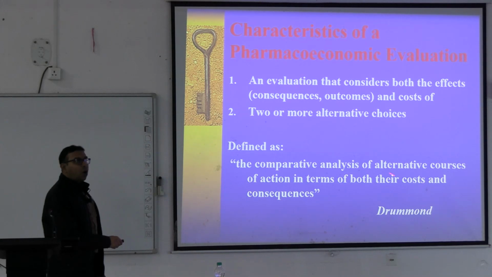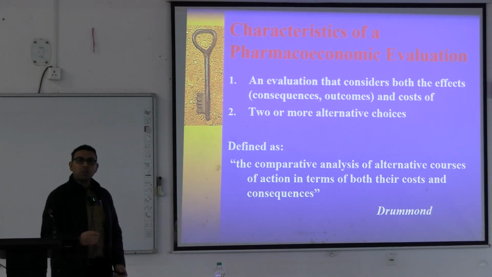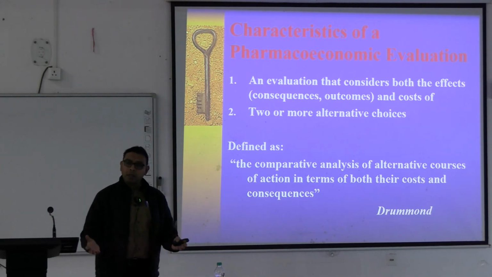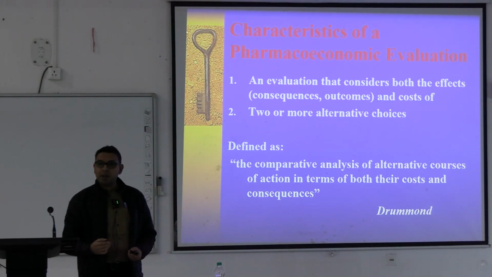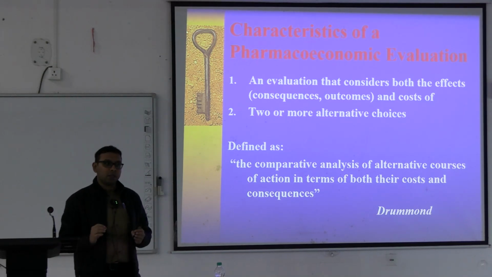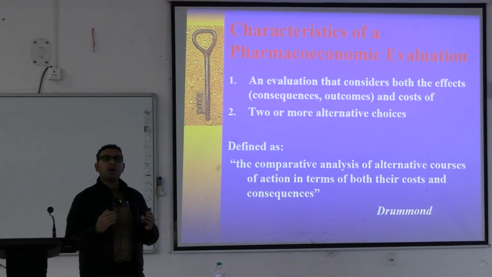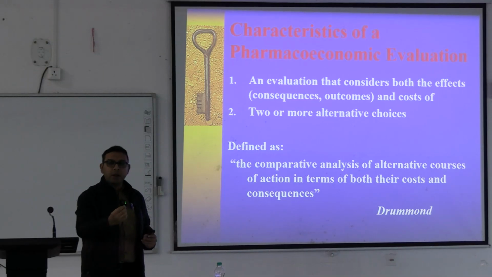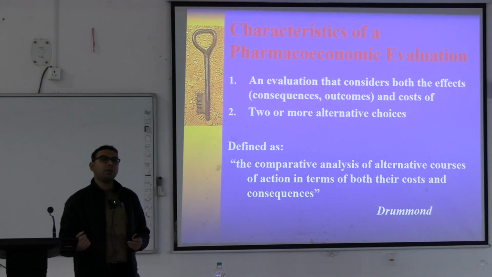So basically there are alternative courses of action. Courses of action may also include some operation. For example, if there is a bone fracture, there are two types of operations. Some operations may be more costly, some may be less costly, some may be more advantageous, some may be less advantageous.